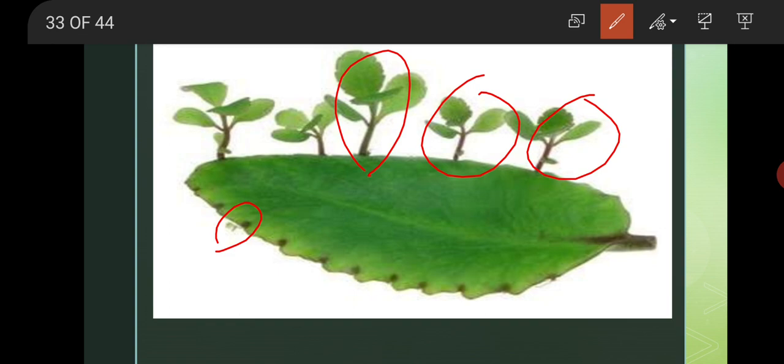So students, what have we learned? We have learned the names of some plants which do not produce any type of seeds and how new plants develop from these plants. Rose, hibiscus, money plant are developed from stem cutting. Potato, onion, ginger are developed from the stem. Carrot and radish are developed from the root. And from the leaves of Bryophyllum, new plants are developed.